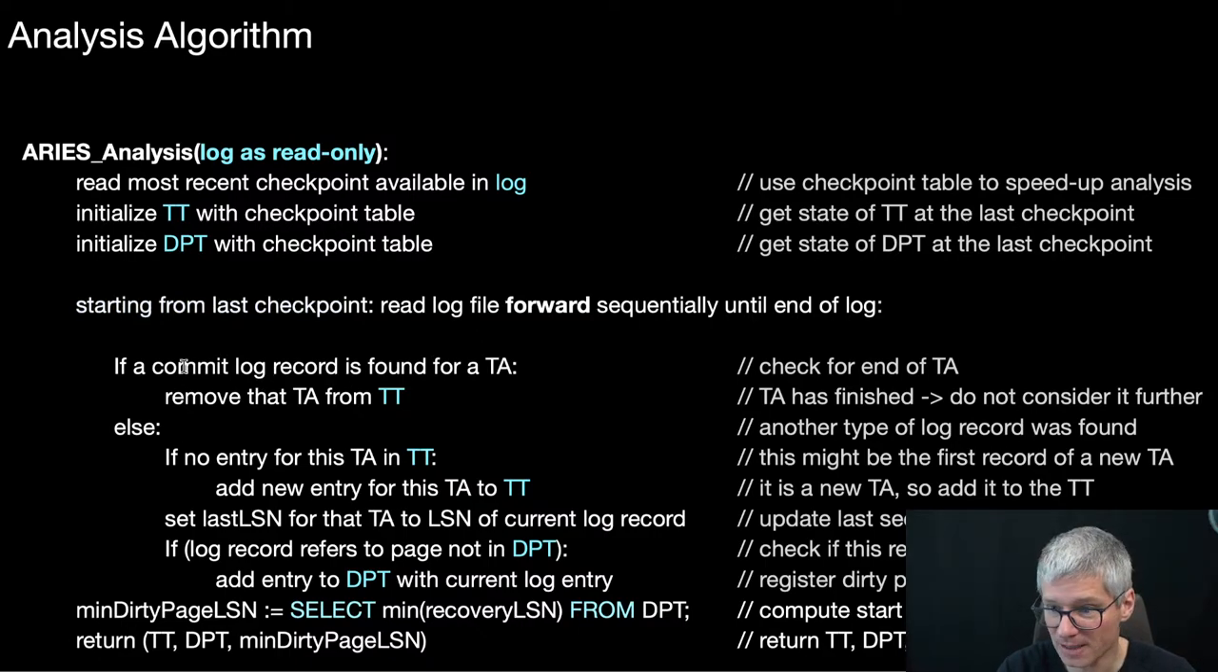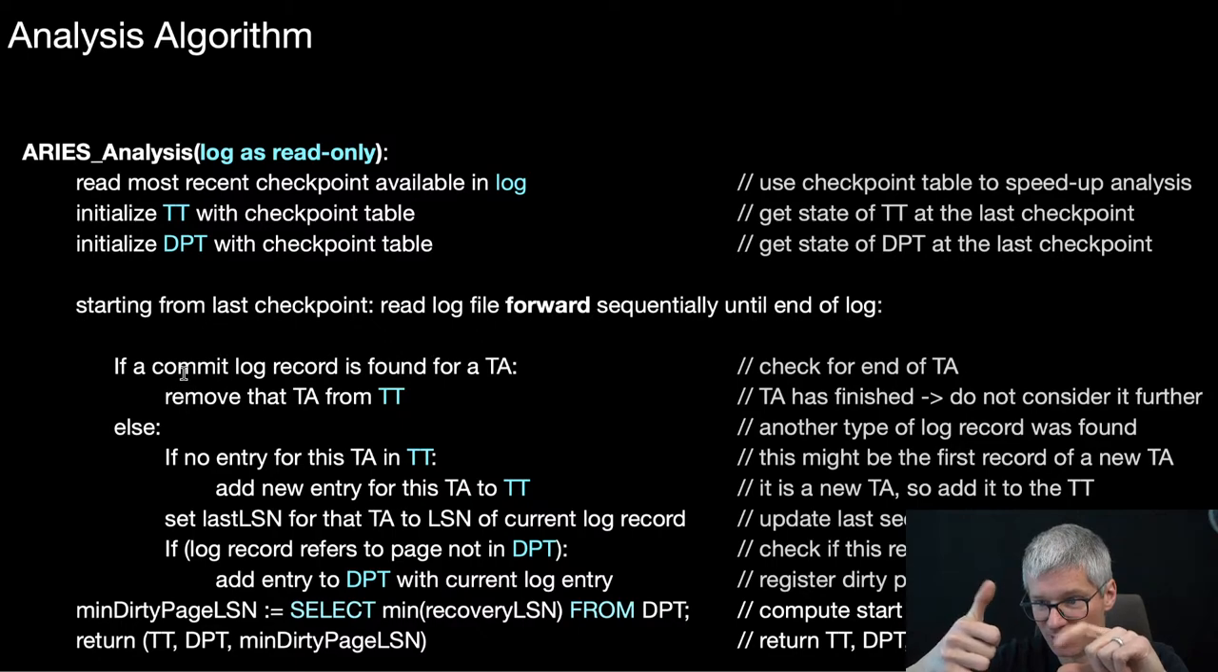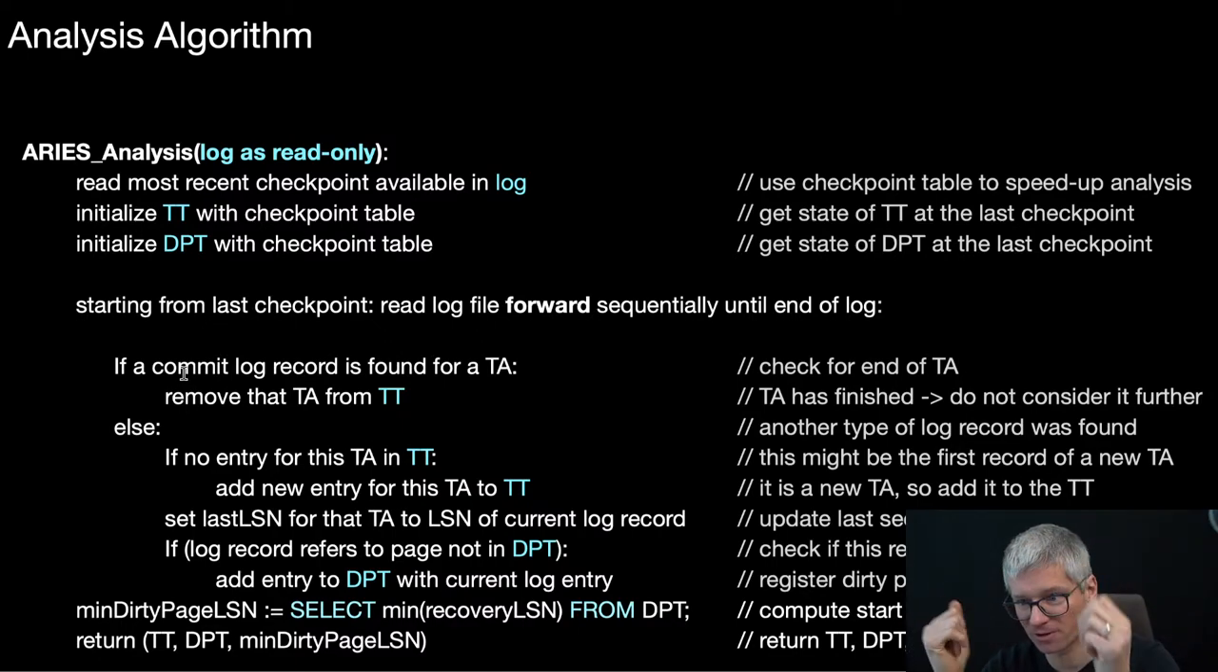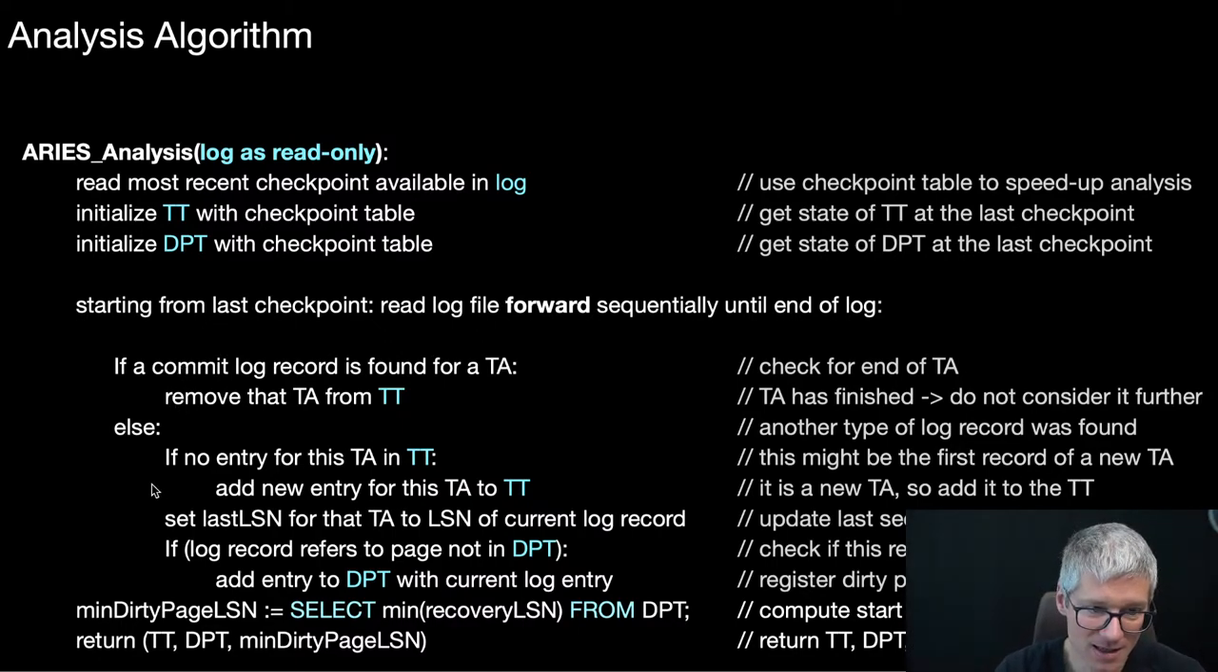If we find a commit log record, what we can do is we remove that transaction from the transaction table. Yeah? That's what I showed to you in the example. Once you find the commit, you remove it from the transaction table because that transaction committed, so it's not an ongoing transaction anymore.